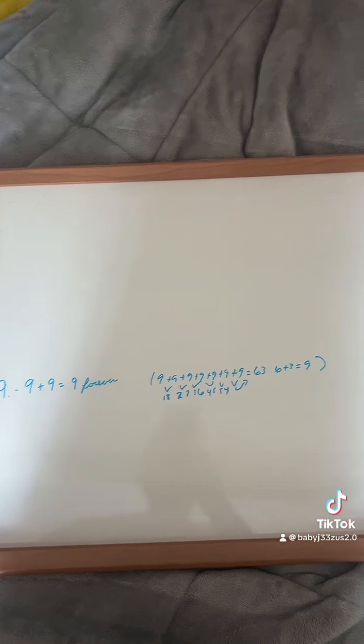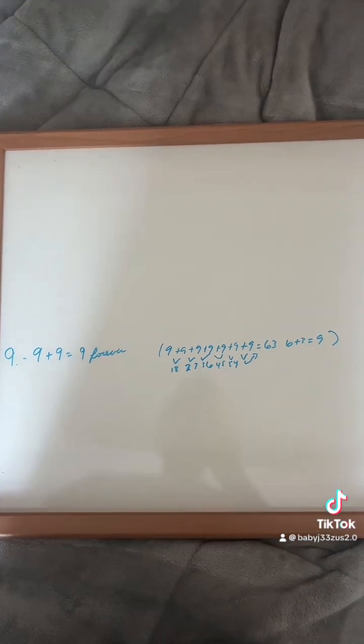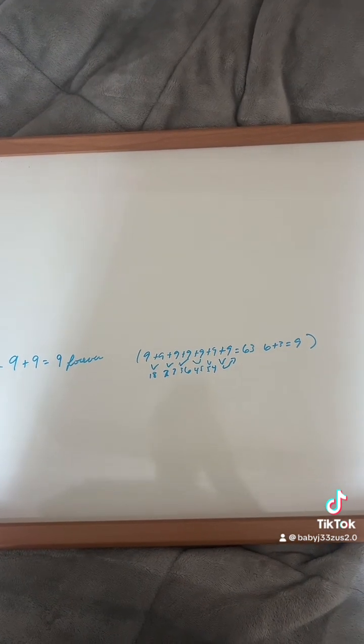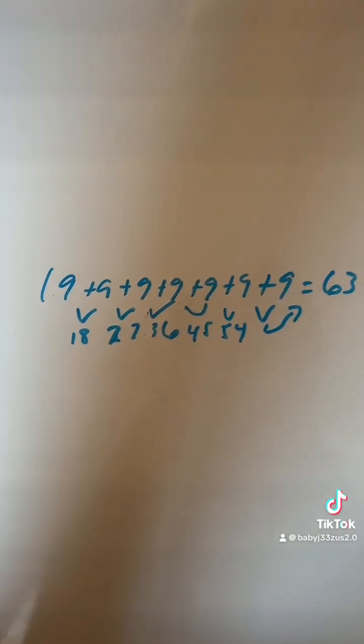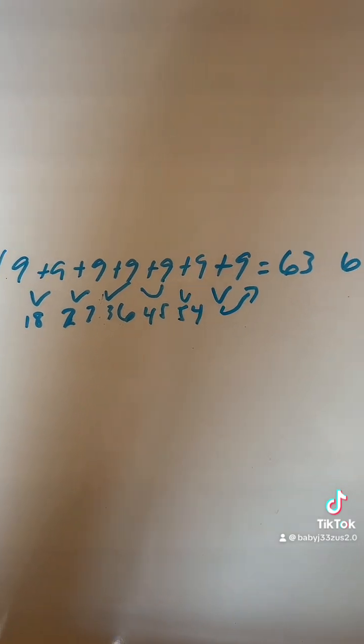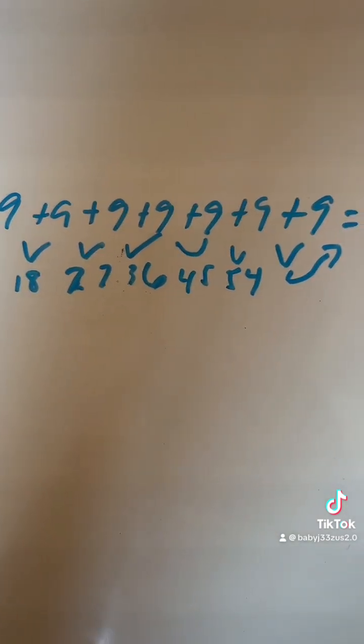All right, so this time we're gonna start with 9. 9 plus 9 equals 9 forever. When you get it to the single root, it's always gonna be 9. See, 9 plus 9 plus 9, 18, 27, 36, 45, 54, 63. All of these numbers, when you add them up together, is 9.